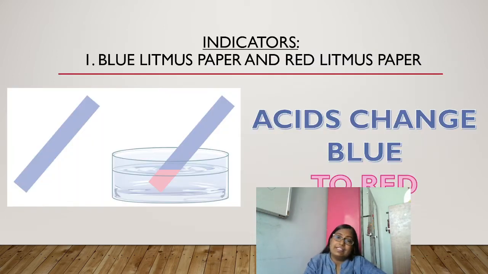How can we identify the acids? We can identify the acids using indicators. Indicators may be of different types. One of the indicators are litmus papers, that is blue litmus paper and red litmus paper. You can see here a litmus paper being dipped in a solution and it's changing its color to red. Yes. So we can identify the acids based on the litmus papers. Acids will change blue to red, and that is one way of identifying the acids.